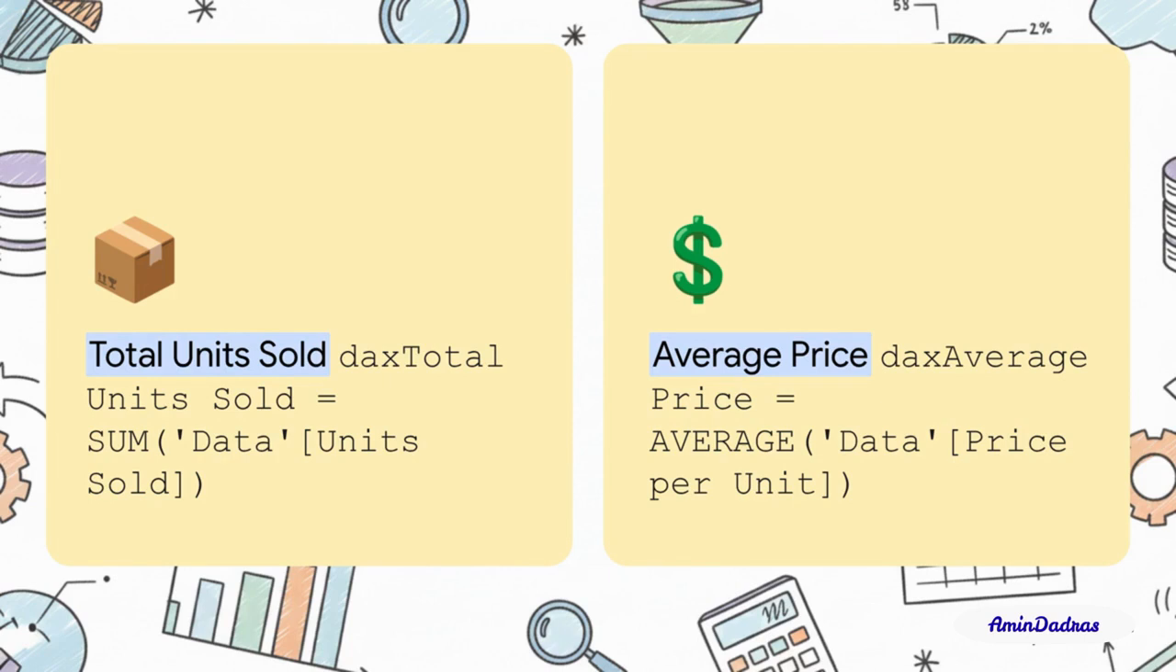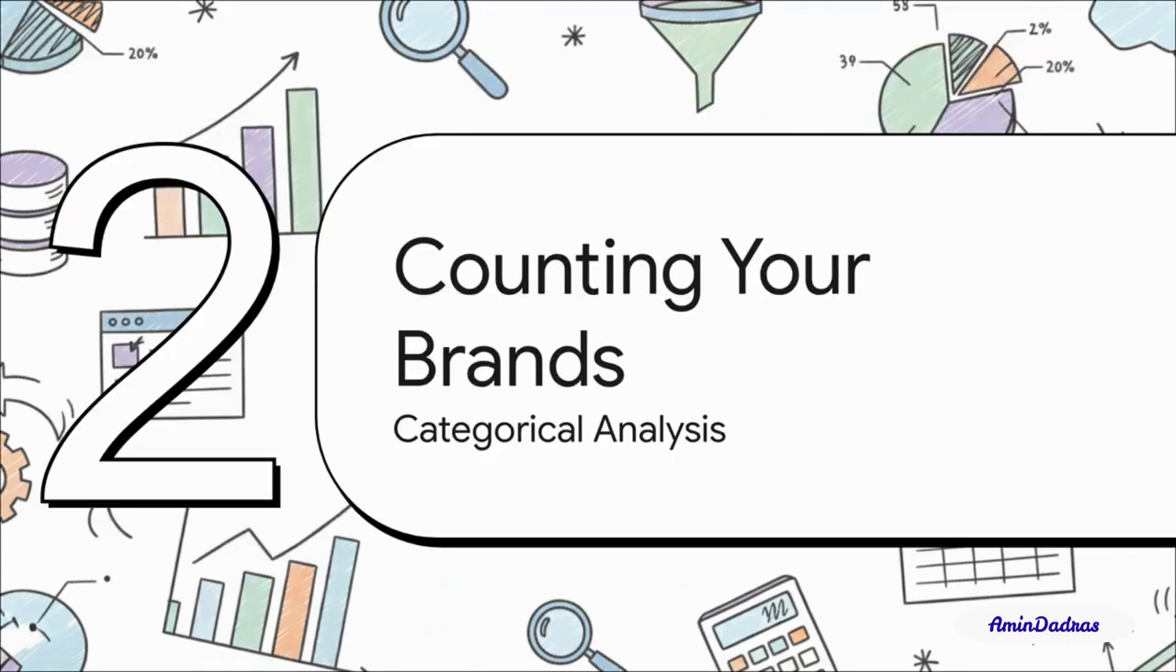So for step 2, we'll use sum again, but this time on the units sold column to see our total volume. Then for step 3, we'll switch it up and use the average function to figure out the average price per unit. See? 2 simple functions, but they give us 2 very different, very vital ways of looking at the business.